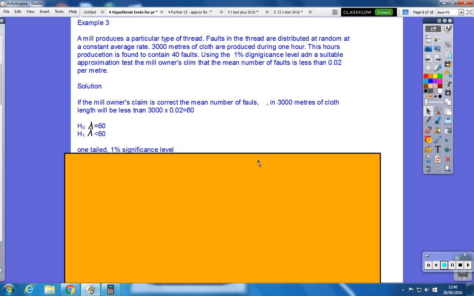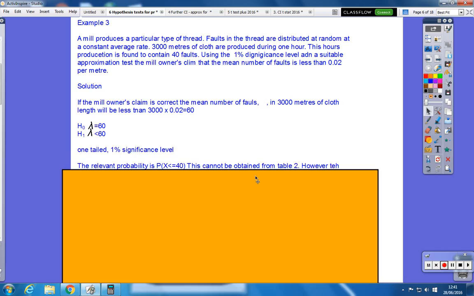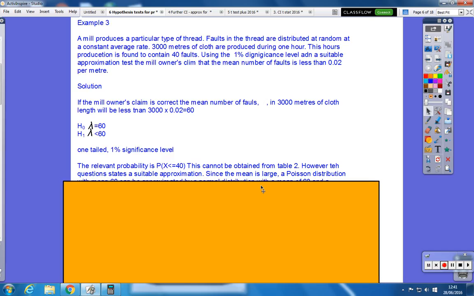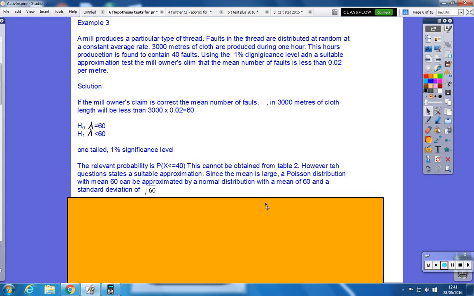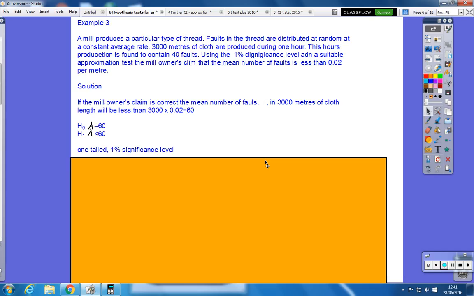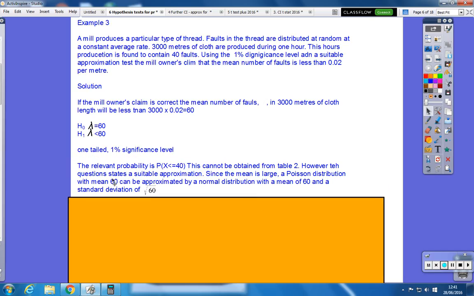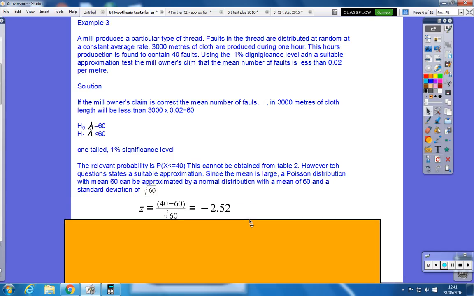Because it's less than, we know it's a one-tail significance level. We're interested in what we've observed, which is the fact that we've got 40. This can't be taken from table 2, because lambda 60 doesn't appear there. So we can use an approximation to the Poisson, which means we're looking for the normal. Assuming lambda is 60, our standard deviation is going to be root 60.